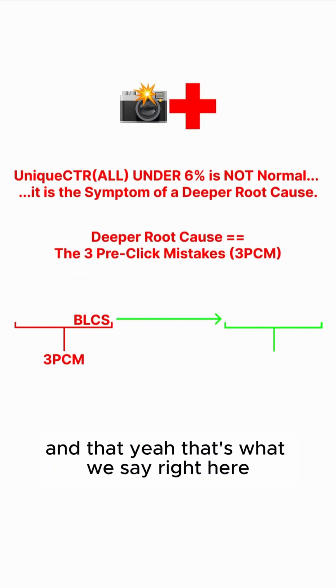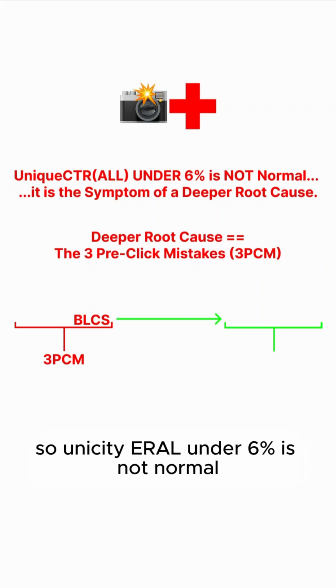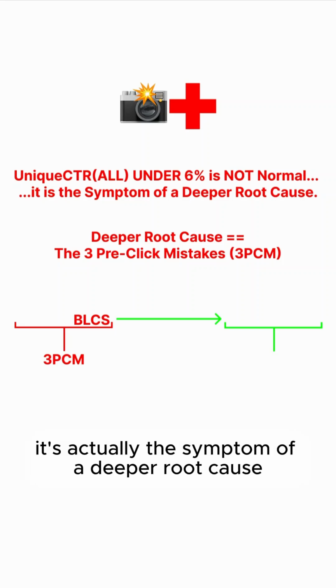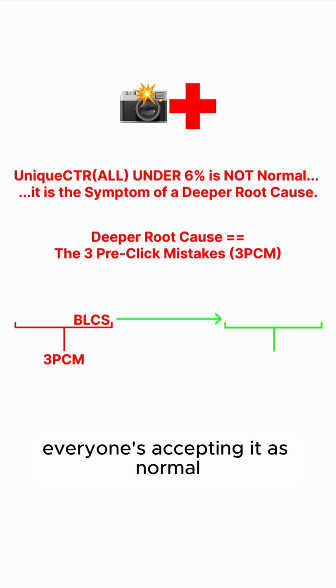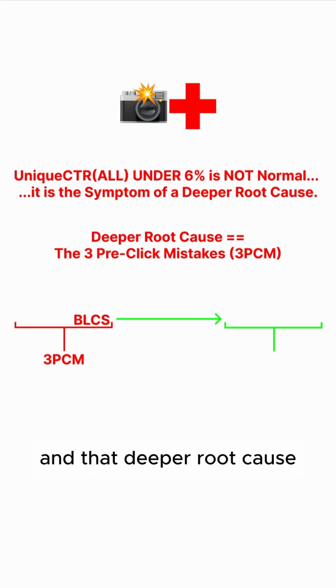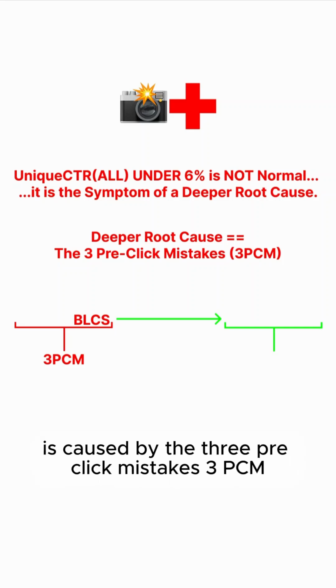And yeah, that's what we say right here. So unique CTR under 6% is not normal. Super common, but it's not normal. It's actually the symptom of a deeper root cause. Everyone's accepting it as normal. It's not normal. It means there's a big, massive structural issue in the ad. And that deeper root cause is caused by the 3 pre-click mistakes, 3 PCM.